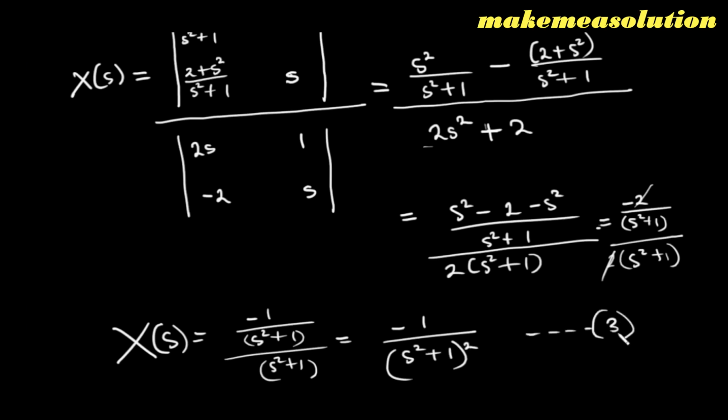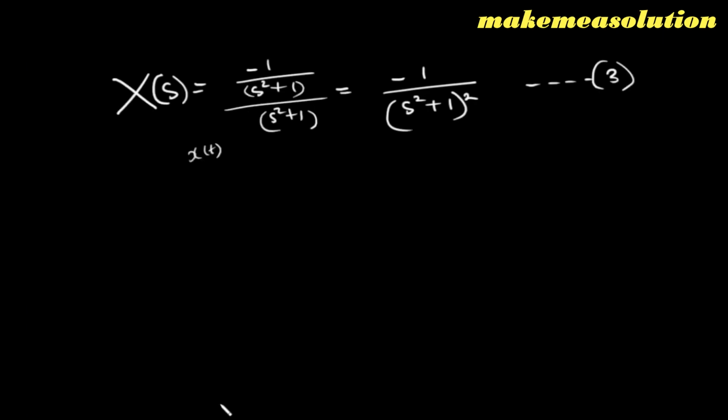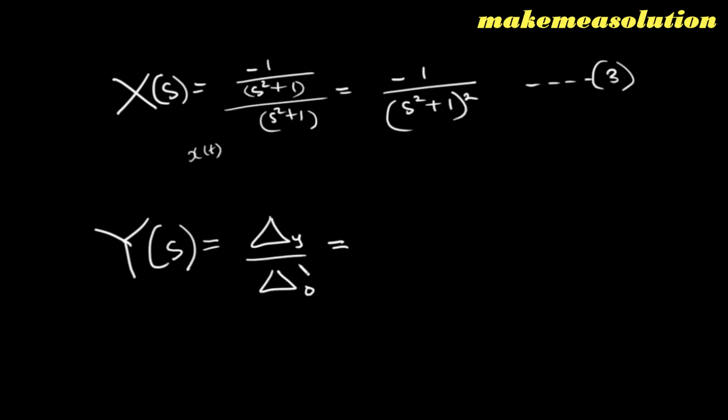Now you have gotten your x of s, so you're going to keep it somewhere because it's going to be useful very soon. We are going to use it to find our small letter x of t. But before that, I don't want to miss the fun. Let's find y of s. Y of s is delta y all over delta naught. So let's find delta y and delta naught together.